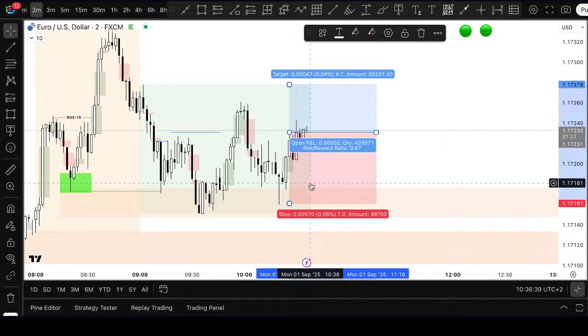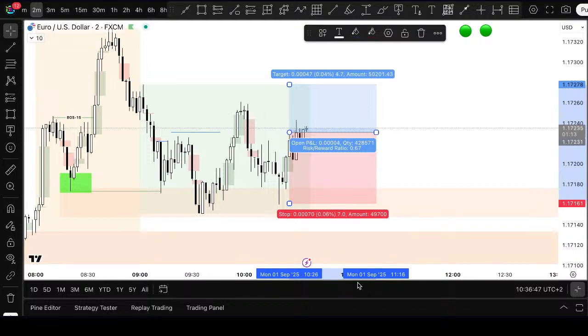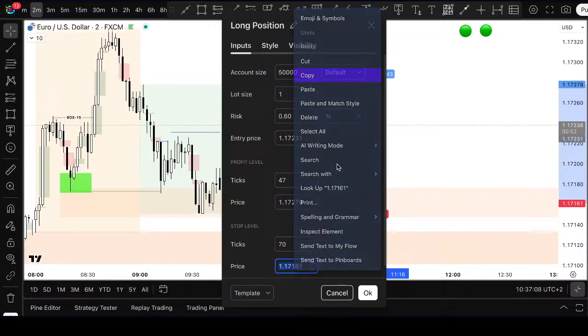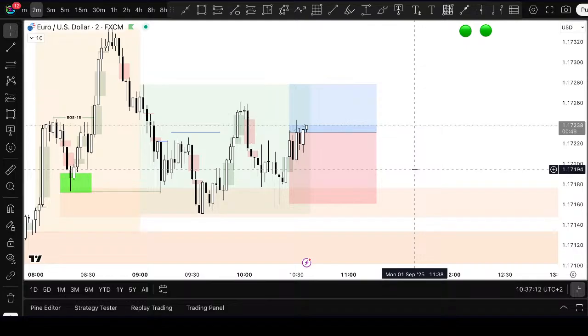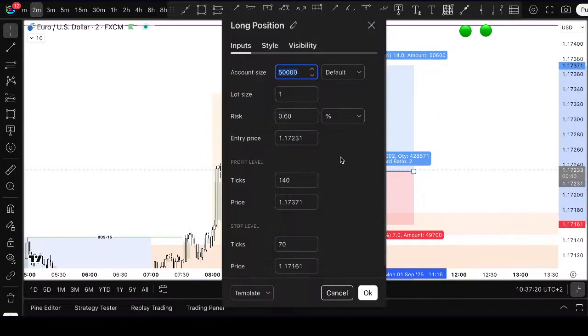Somewhere around here. This would be our stop loss. Okay, and our target. $171.